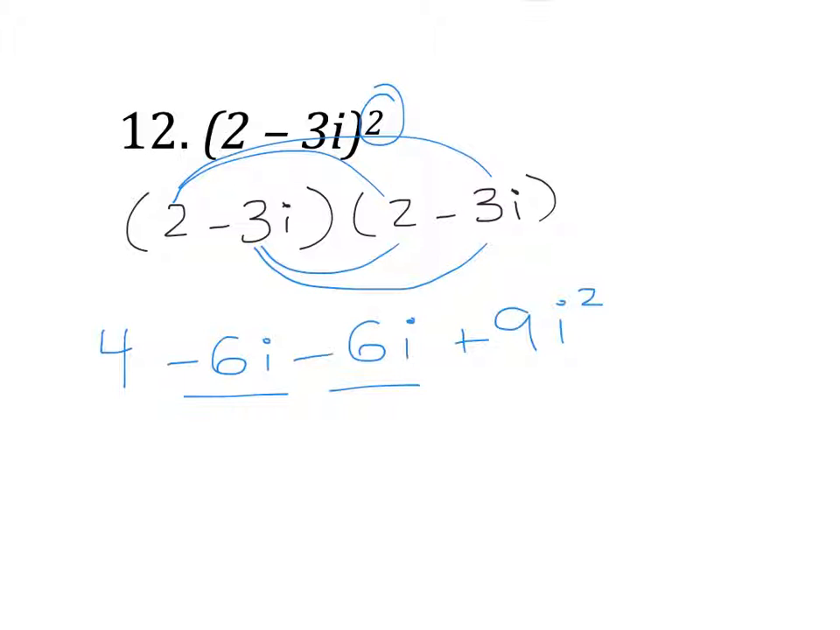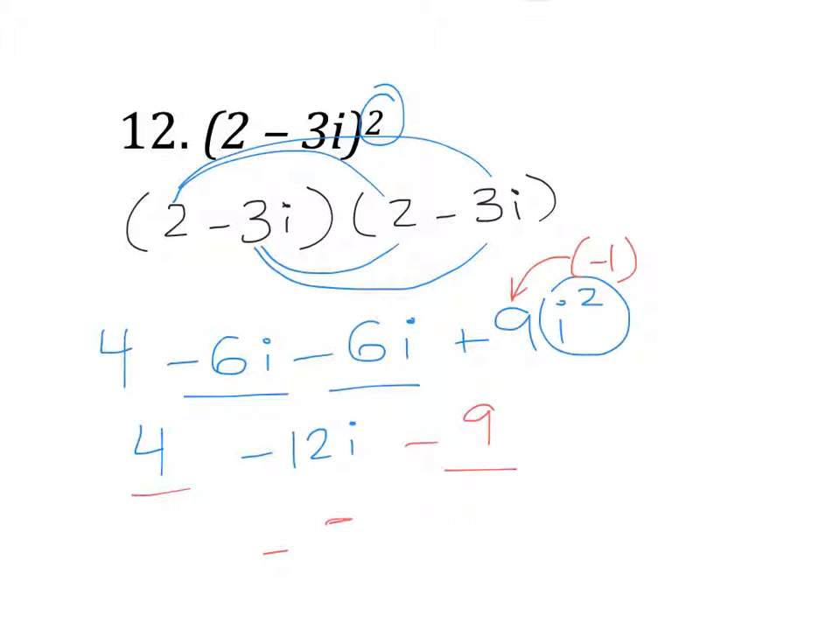Combine like terms, so negative 6i and negative 6i, that's negative 12i. Move the 4 down. Now remember the i squared is basically a negative, so it's going to change the sign of the plus 9. It's becoming negative 9. 4 minus 9, that's a negative 5. And copy down the imaginary negative 12i. That's it. So what happened?